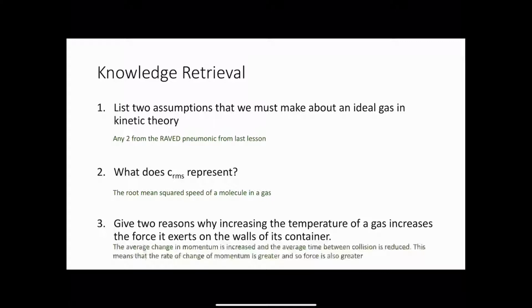So last time, and in fact gearing up to last lesson, we were looking at the average change in momentum, and this time it's increased, and therefore the average time between collisions is reduced, and that means that the rate of change of momentum is greater, and because that is proportional to force, the force is therefore greater.